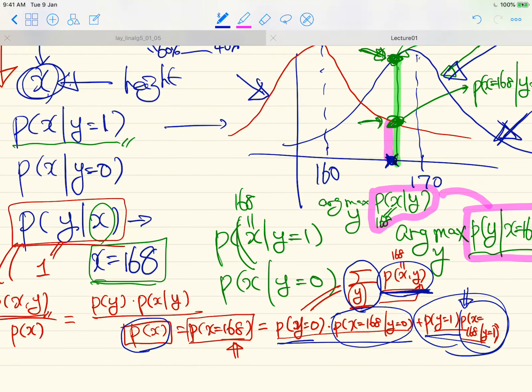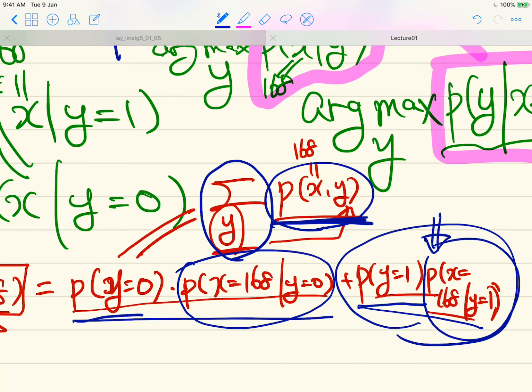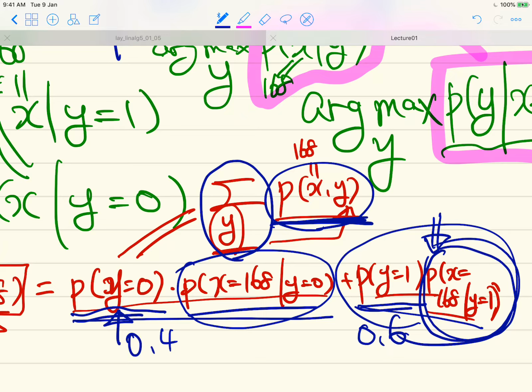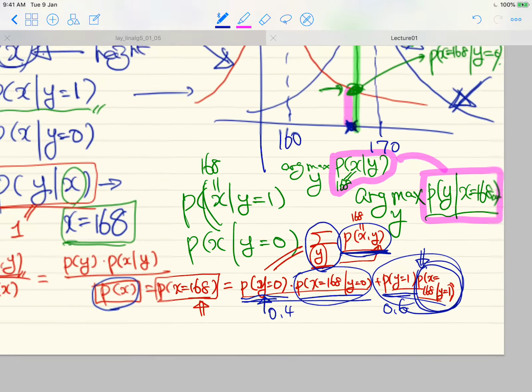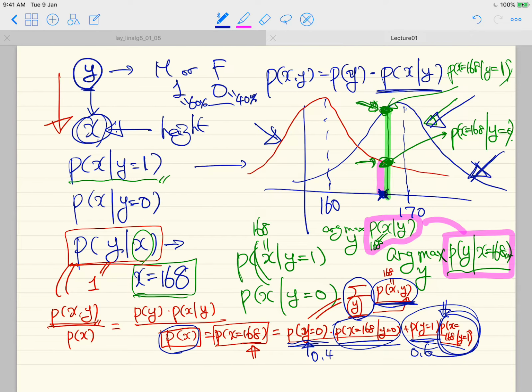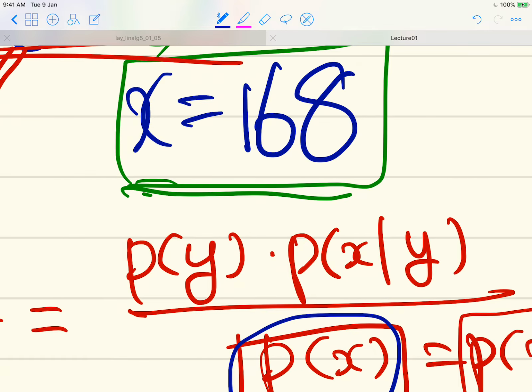Okay, and now we understand this part. Now it's time to plug this in by incorporating this prior distribution, where this guy is 0.4 and this guy is 0.6, right? Okay, then now let's think of this numerator.